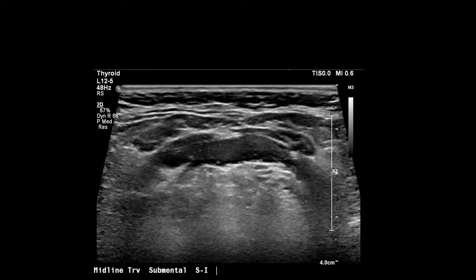When we look at this image and we try to think about what type of probe we have, again, we can look up at the notation in the left-hand corner of our image and we see L12:5. That indicates we're using a linear probe with a frequency range of 12 megahertz to 5 megahertz. We can also gather that we're using a linear probe by this wide footprint that is flat and the high resolution imaging of a superficial structure. In this case, the submental area of the neck.